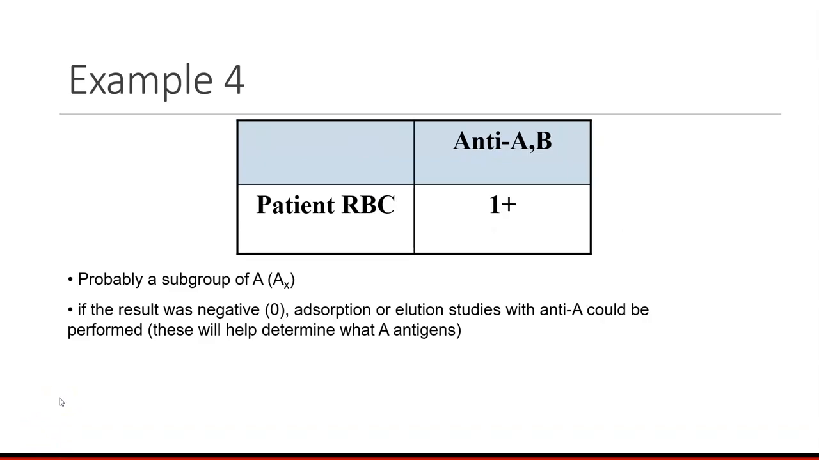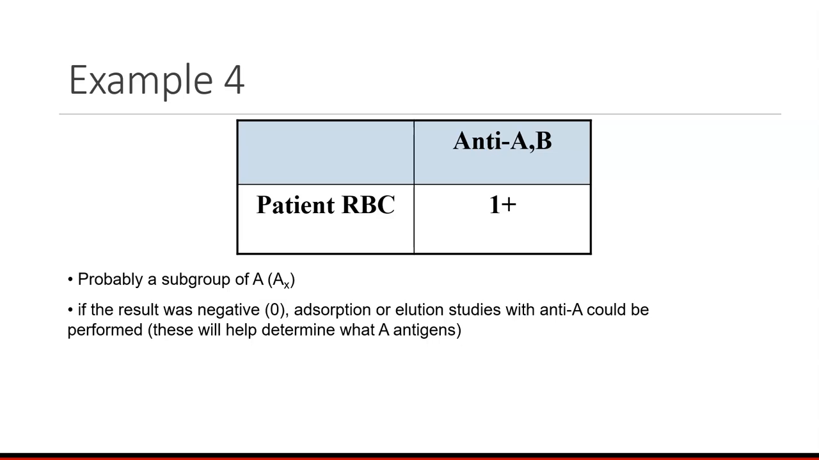So we test the patient's cells with anti-A,B, because remember, it has 3 antibodies, anti-A, anti-B, and anti-A,B. And anti-A,B is thought to be the most potent of the 3 antibodies at causing agglutination. If the result was negative, then an adsorption or elution studies with anti-A could be performed, and these will help determine what A antigens are present. And that's something we will discuss later on. Stay tuned for more.